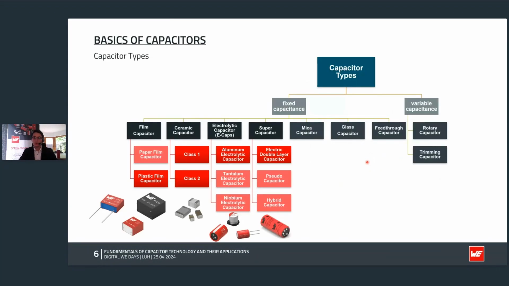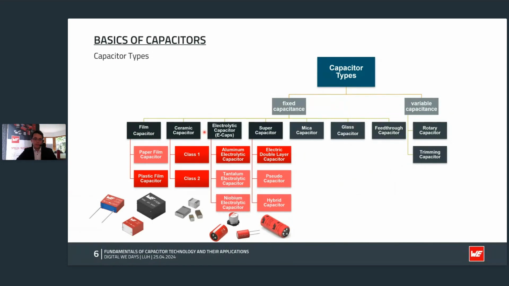So let's talk a little bit more about the capacitor types, or the different types which are there in the market. Generally, we can distinguish them between fixed capacitance and variable capacitance. Variable capacitance are used, for example, in laboratories and so on, but we will talk more about the fixed capacitance types. In this case, for example, film capacitors, which could be based on paper film capacitors or plastic film capacitors. So there are two different main technologies.